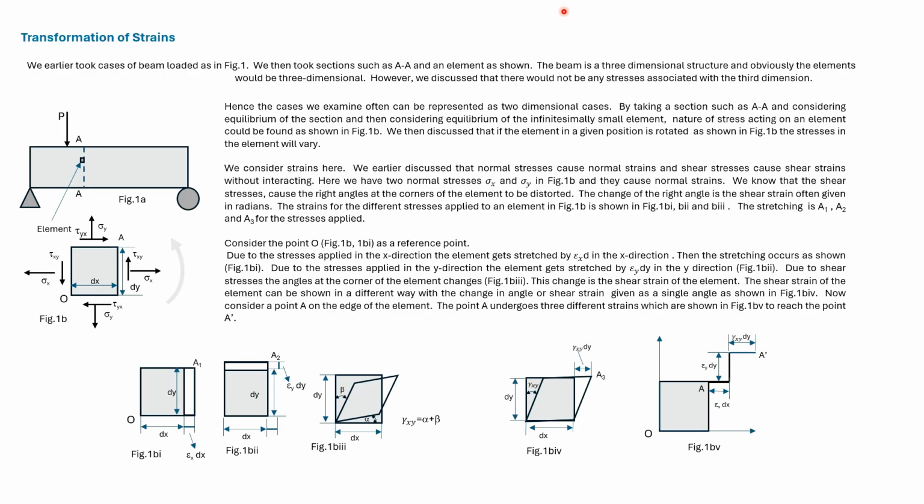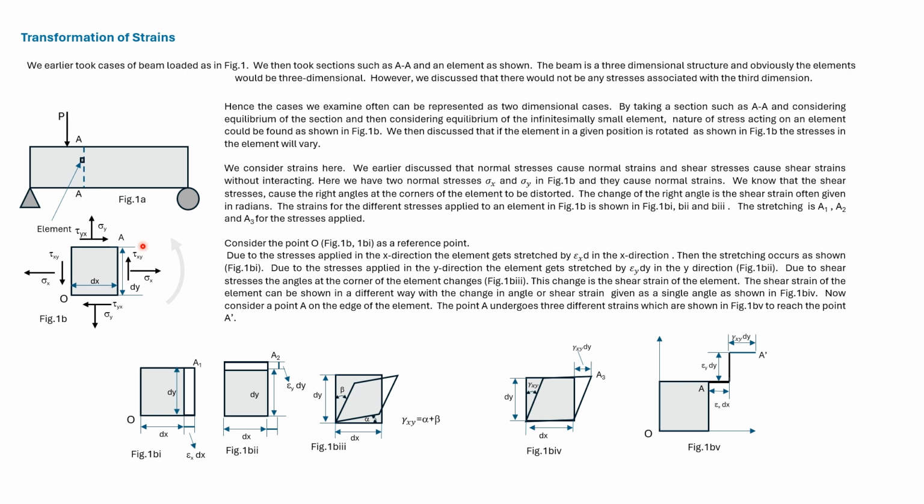Earlier we discussed transformation of stresses. Here we have a beam subjected to a load. The element shown here is 3-dimensional. However, there is no normal or shear stress associated with the z direction. Hence, most of our analysis can be carried out by considering a 2-dimensional element as shown.